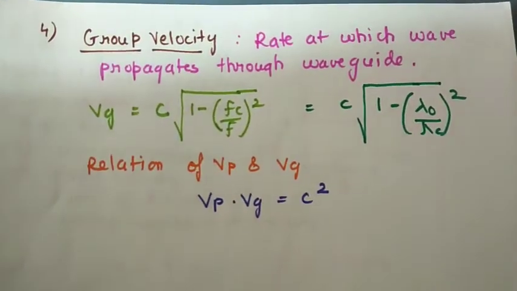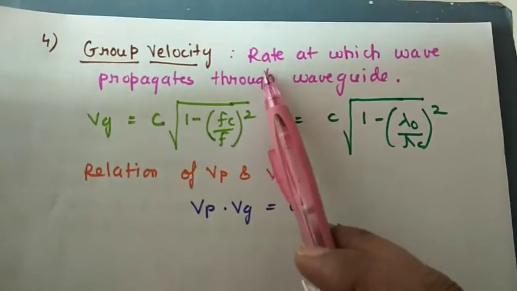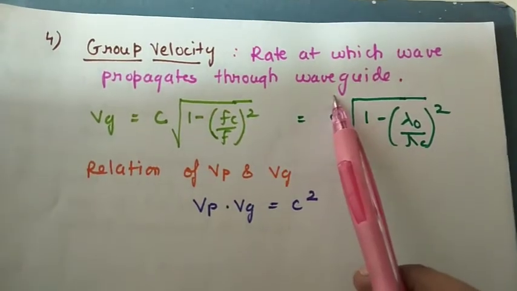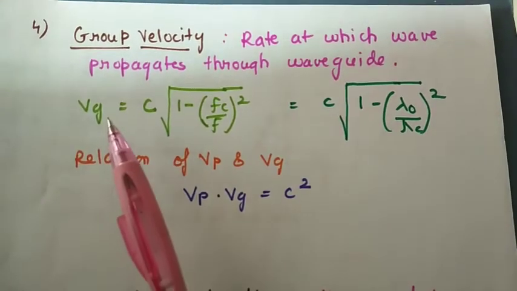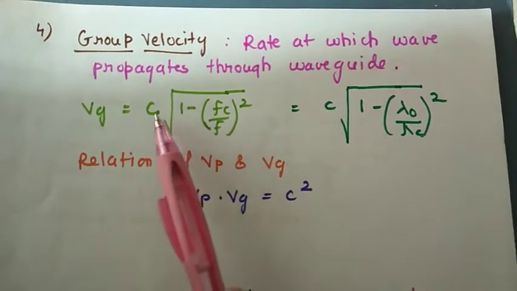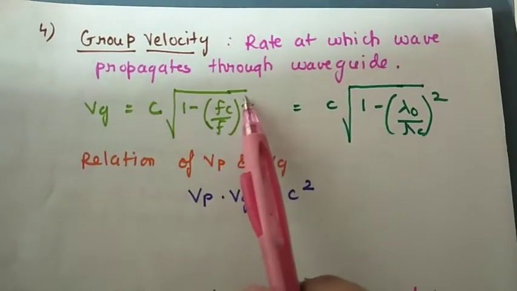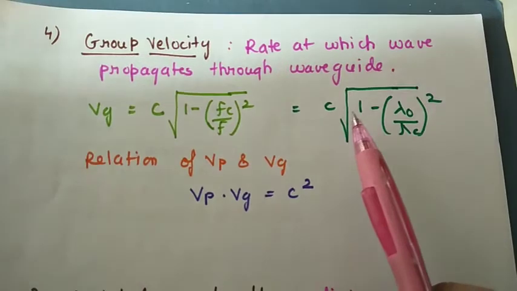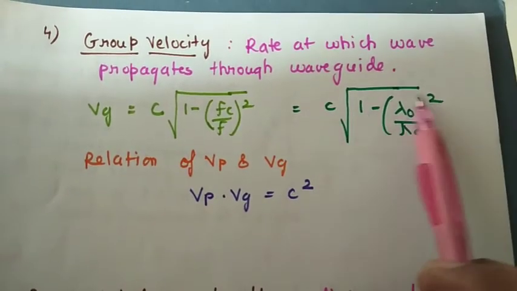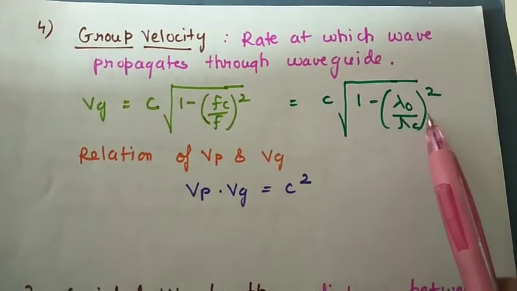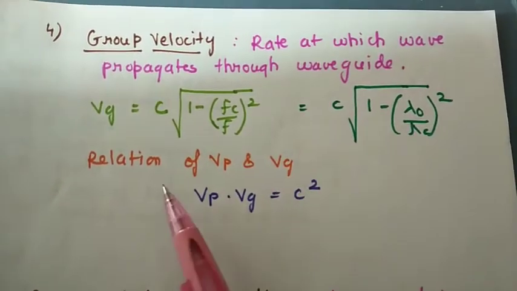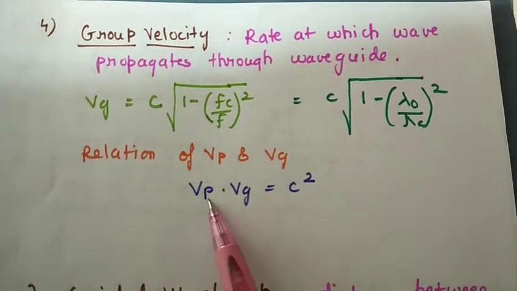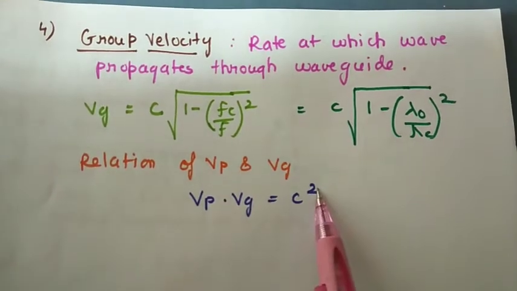Group velocity. Now group velocity is the rate at which the wave propagates through the waveguide, and the formula used for it is, in terms of frequency, C square root of 1 minus (fc by f) square, and in terms of wavelength, it is C square root of 1 minus (lambda 0 by lambda c) square. And the relation of Vp and Vg is Vp into Vg is equal to c square.